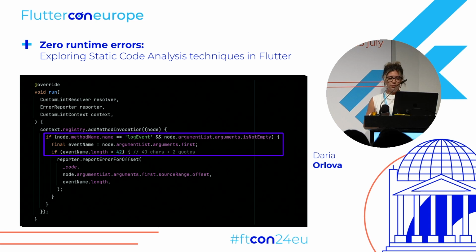Finally, we want the event name. We check the event name length. I'm checking for 42 characters. I'm not sure if that's a hack or if that's how it's supposed to be, but it's going to calculate the 40 characters and also the quotes because it's a string.